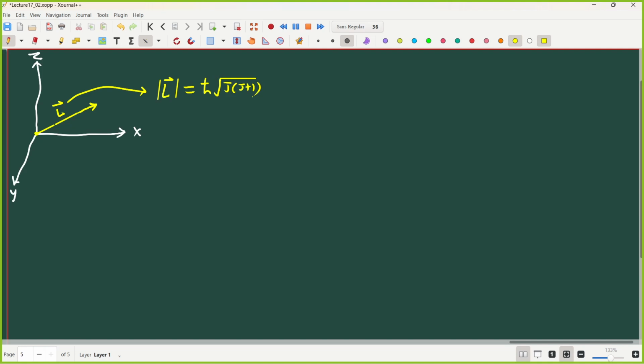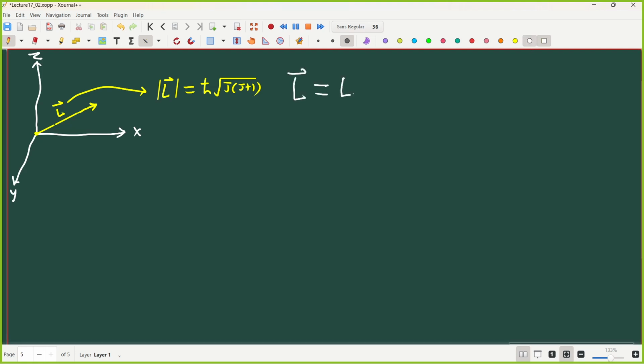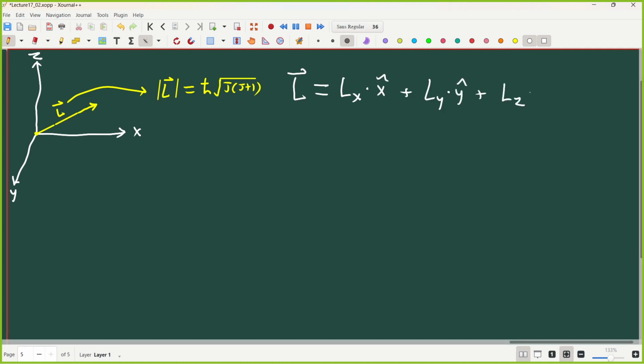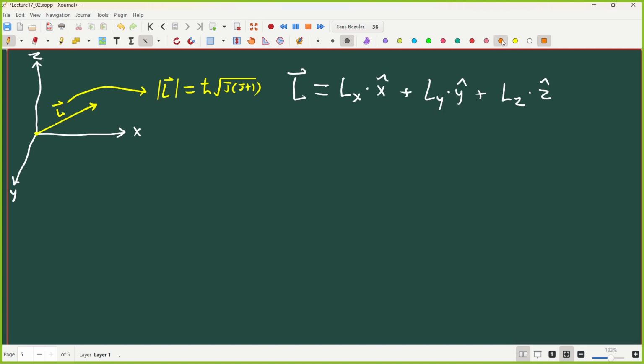So how do we measure which direction it's pointing? Well, we have to measure the components of the vector. L can be written as a vector: Lx times x hat plus Ly times y hat plus Lz times z hat. So there's going to be a component of the vector that we maybe can measure along each of the axes. So this is Lz.